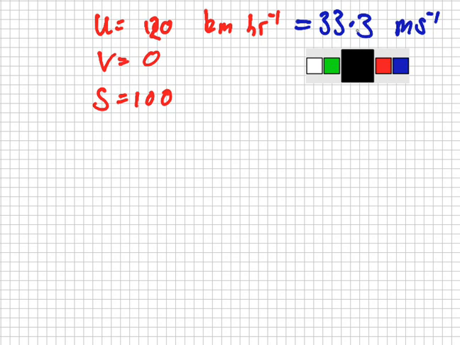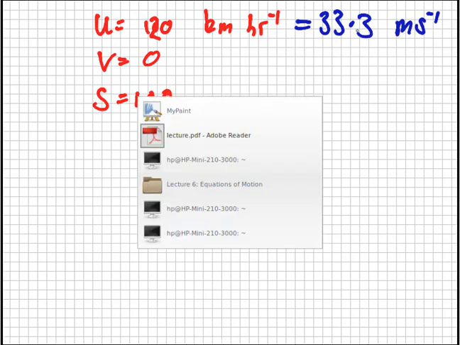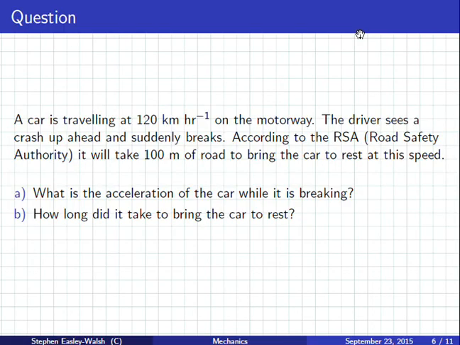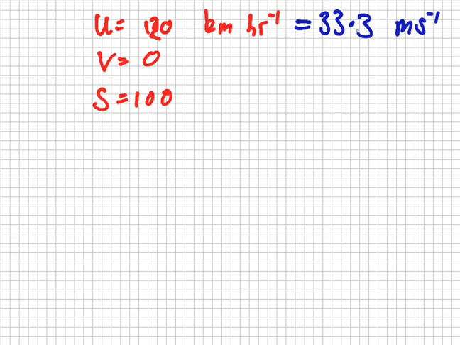Okay, which formula should I use here? I need to find both A and T. What do I ask for first, actually? A. So what formula could I use to find A? Is that right? Is that okay? Yeah. What could I use to find A? Which formula? Is everything okay? What's wrong? Problem? No, okay. What formula can I use to find A?